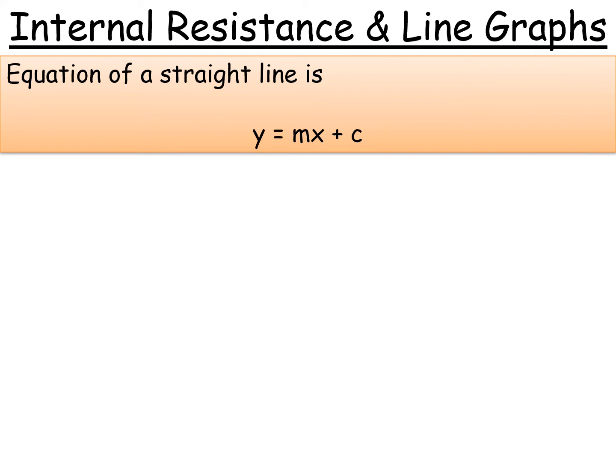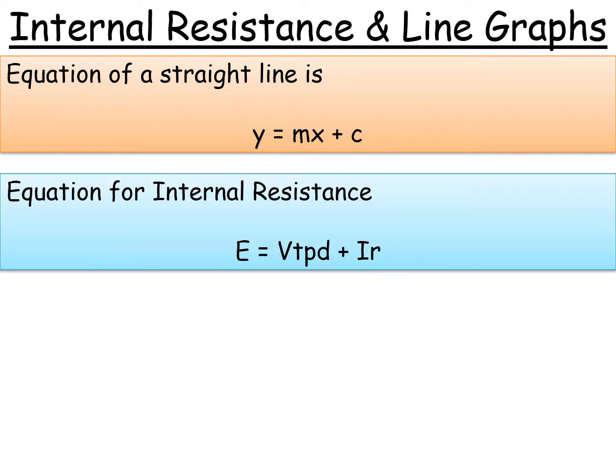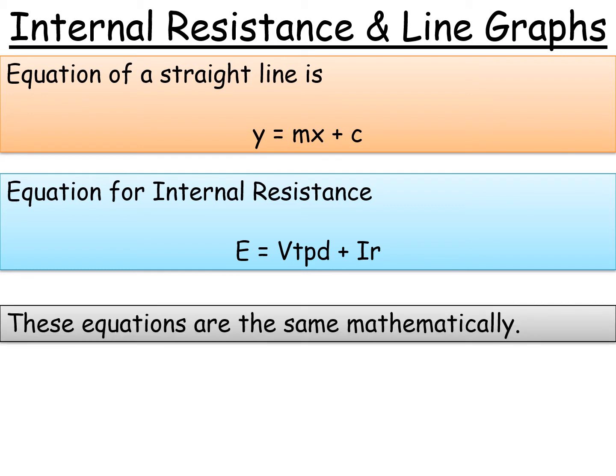Right, so let's look at this a bit more in terms of the physics now. The equation of a straight line is y equals mx plus c. The equation for internal resistance is E equals V_TPD plus Ir. And these equations are the same mathematically. It might not look that way, but if I rewrite this equation as E equals Ir plus V_TPD.